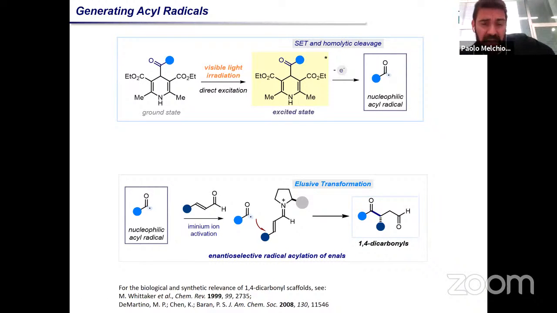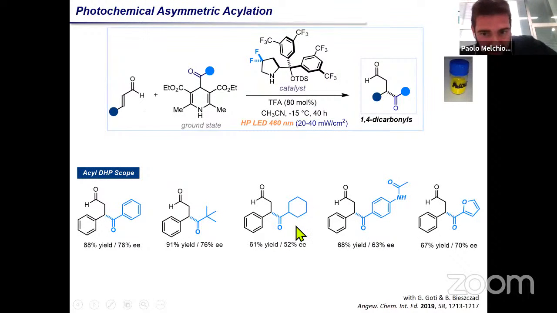The main problem here was the very high reactivity and nucleophilicity of this acyl radical that could attack the alpha-beta unsaturated aldehyde without the need of iminium ion activation. In other words, we needed to face a very strong background reaction that, of course, was racemic. We really tried everything, and my students did an incredible job. For a couple of years, they tried to optimize the reaction.